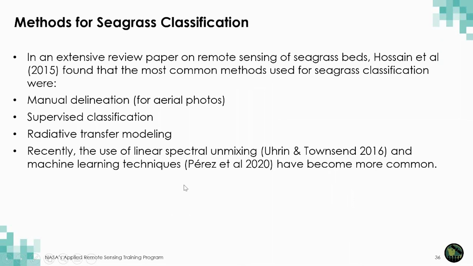Now, there are different methods for classifying seagrasses. I highly recommend a review that was published by Hossain et al. in 2015. It's an extensive review paper with a lot of data from more than 1,000 different papers, and found that some of the most common methods used for classifying seagrasses were, in particular for aerial photos, manual delineation back in the day, and for satellite data, more of a supervised classification, or using radiative transfer modeling equations. And recently, there's been a lot of development in using linear spectral unmixing and also even machine learning techniques have become more and more common for seagrass classification.